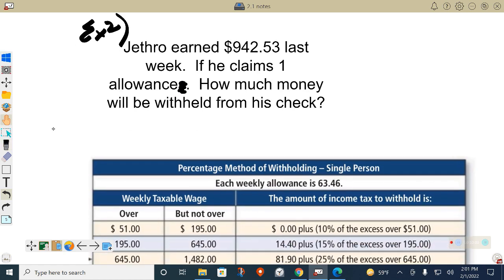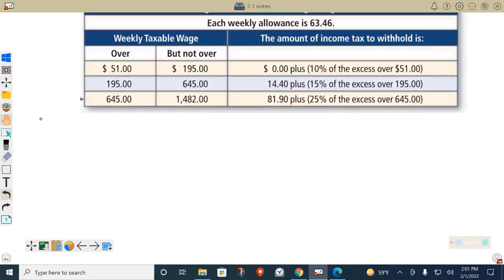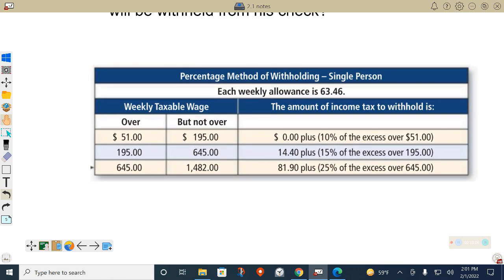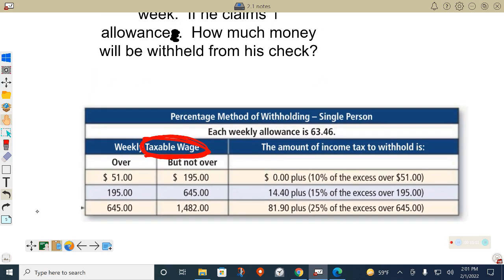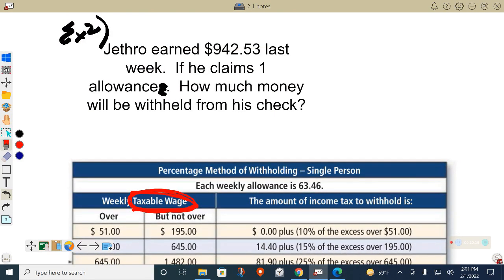First things first, we have to find Jethro's taxable wage. In other words, the federal government is not going to tax Jethro at 942.53. They're going to allow him to come down based on his allowances, 63.46 each. How many allowances has he got? One. He's got one.